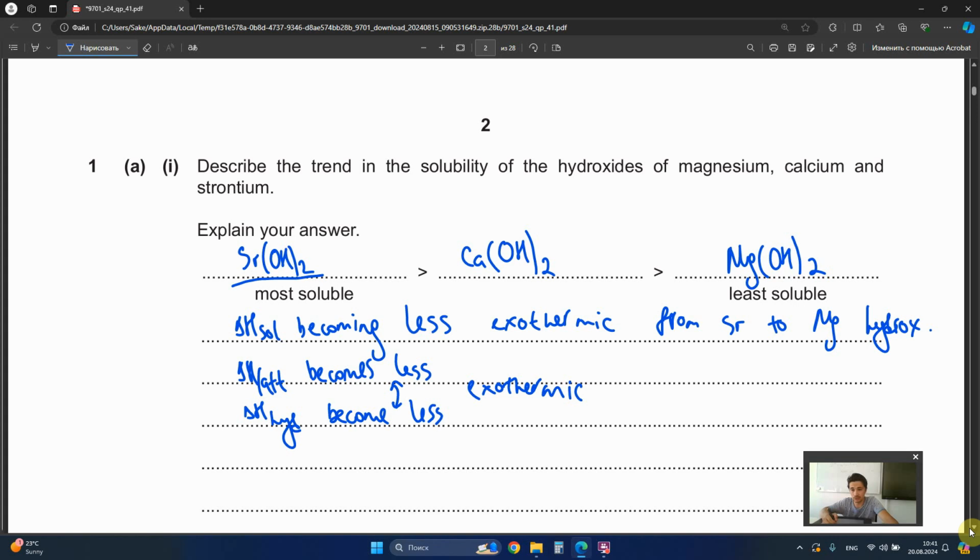Also, you can relate to the ionic radius from top to bottom and distortion effect. So it's related to charge density. So from top to bottom, charge density decreases and hydroxide ions are distorted less, meaning that the bonds are not as strong to break.